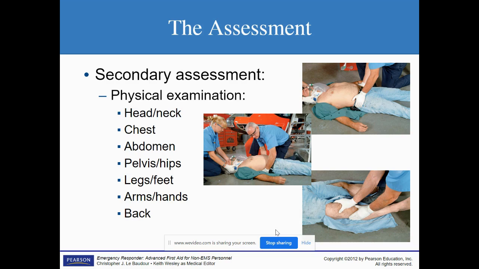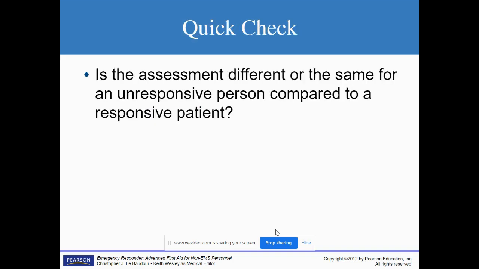Arms and hands. Again, you may have to remove clothing to see their arms. Ask the patient to move their hands and fingers. Also, ask if they can feel you touching their fingers. Back. Assess the back if you have reason to believe there is serious uncontrolled bleeding. If you must move the person, ask others for assistance supporting the head and neck as you log roll the person into position. Quick check. Is the assessment different or the same for an unresponsive person compared to a responsive patient?